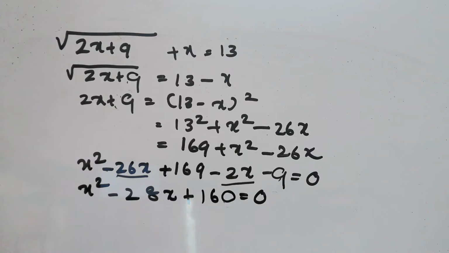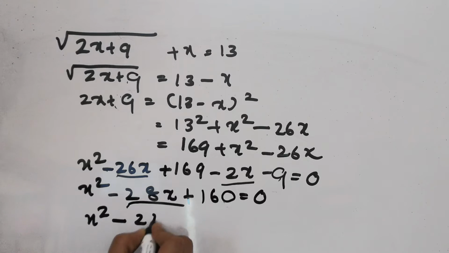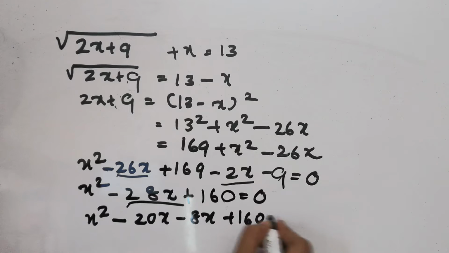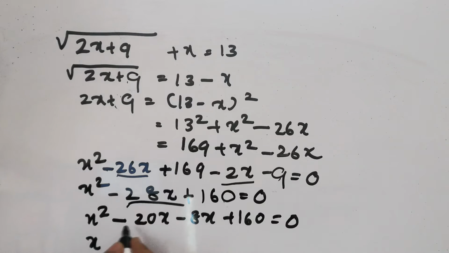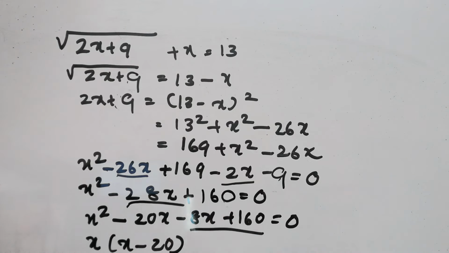Then we have to start solving for the second term, okay? Then x square minus 28x can be written as x square minus 20x minus 8x plus 160 is equal to 0. Then we have to rearrange, and the common term can be taken outside. So here we take the common term x outside. So we get x minus 20, and then we concentrate on these two terms, that is negative 8x plus 160.